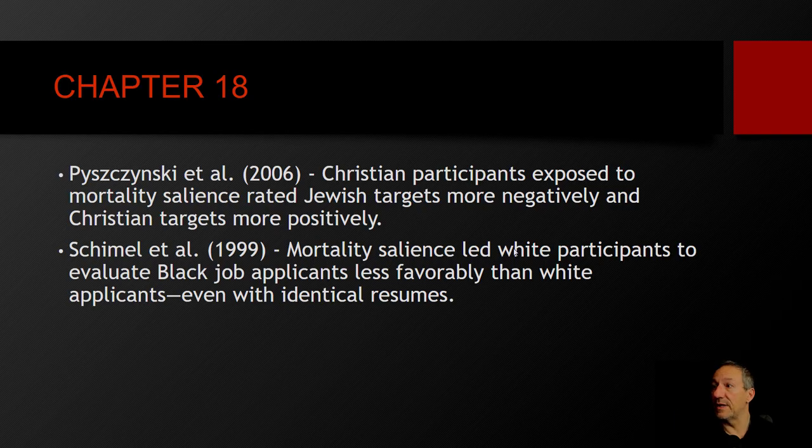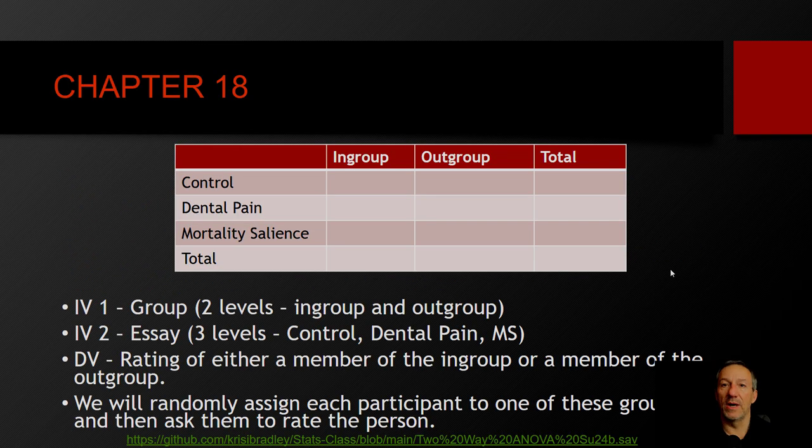Even mortality salience led white participants to evaluate black job applicants less favorably than white applicants. And there's a whole bunch. If you want to look at the literature, there's a million different studies that they've done in that area. Okay, so in this one, let's say we are going to have them rate either an in-group member or an out-group member, and they're going to respond to one of those essay types, either a control essay.